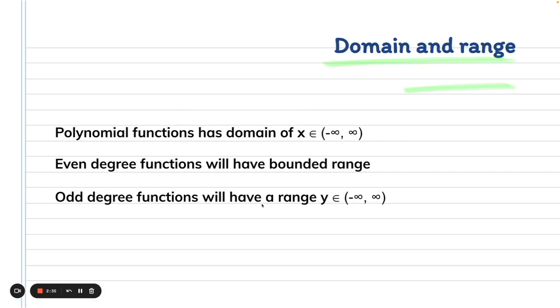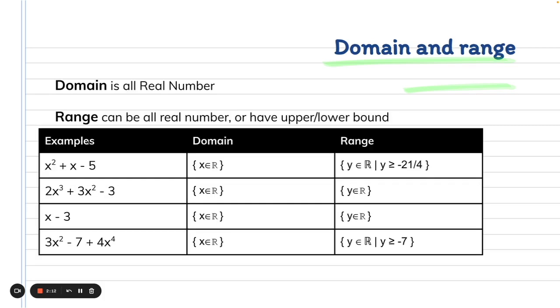Domain and range. A polynomial function has a domain of x, minus infinity to infinity. An even degree function would have a bounded range. On the other hand, an odd degree function would have a range of y from negative infinity to infinity. So the domain is all real numbers in a polynomial function, and the range can be all real numbers or have an upper or lower bound.